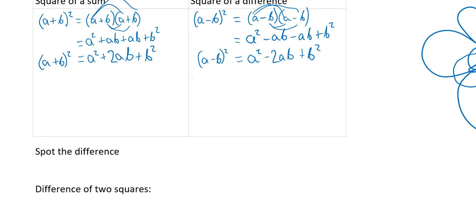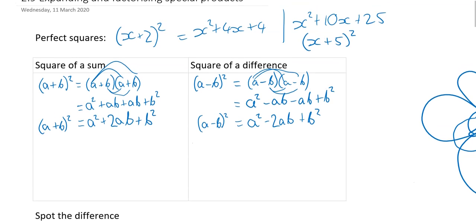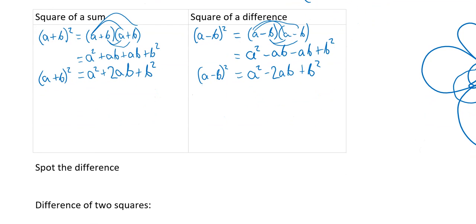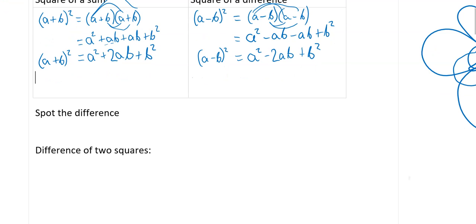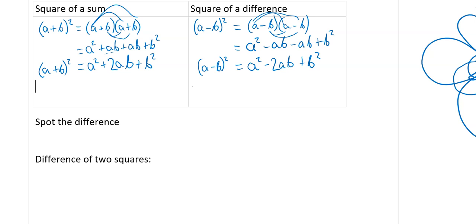Spot the difference. That's all I was saying, just like what's the difference between these two things. Okay. If anyone hasn't written down that part yet, I would write that down now. So we've written down the square of a sum and the square of a difference. Now, spot the difference, yeah, there's not a big difference.